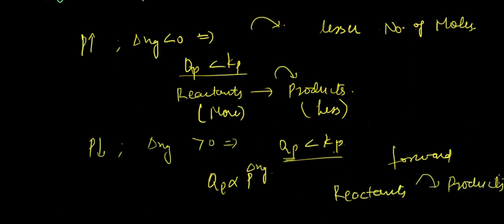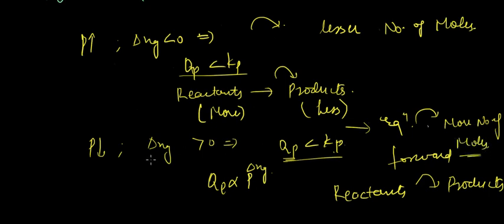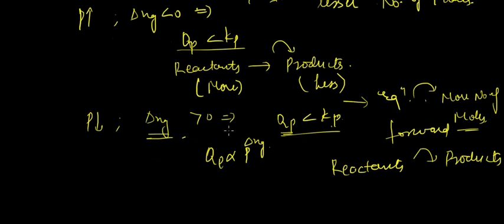And why will the equilibrium shift towards more number of moles? Why? Because delta ng is positive. That means the number of moles of products in the gaseous phase is more than the number of moles of reactants. Hence, when I say that reactants convert into products, more moles of products are getting formed.